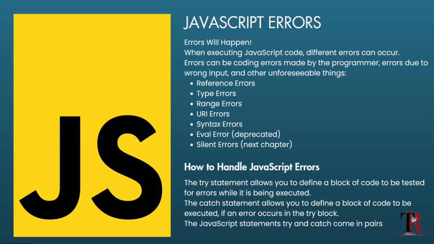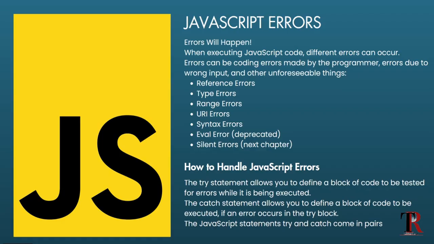Now, when executing JavaScript code, different errors can occur. Errors can be coding errors made by the programmer, errors due to wrong input, and other unforeseeable things. Now, when we talk about errors in JavaScript, we have different types of errors. And here is a list of some of them.